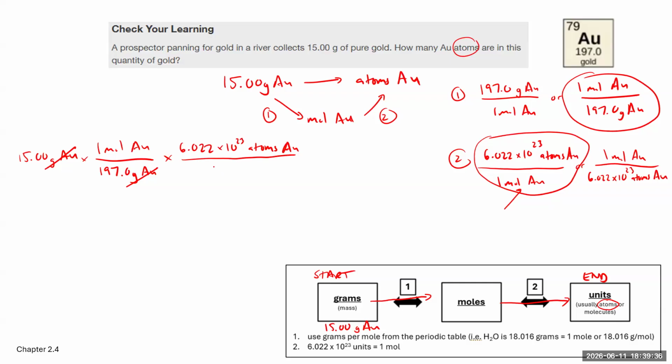Over 1 mole of gold. Now look what cancels out: 1 mole of gold. And we're left with atoms of gold. All right, let's try this now.